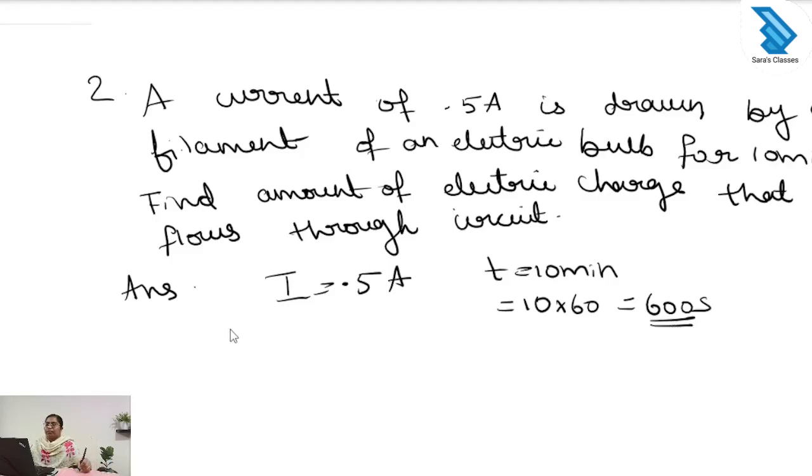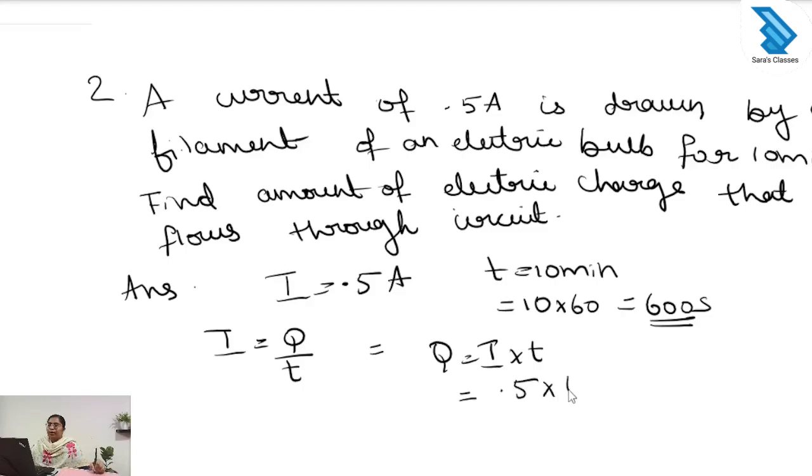Next we have to find the charge. The relation between the charge, current and time is I is equal to Q divided by T. So the same, Q is equal to I into T. The current given is 0.5 ampere and the time is given as 600 seconds. So here 5 into 60, and the decimal place will go. We get 300 coulomb.